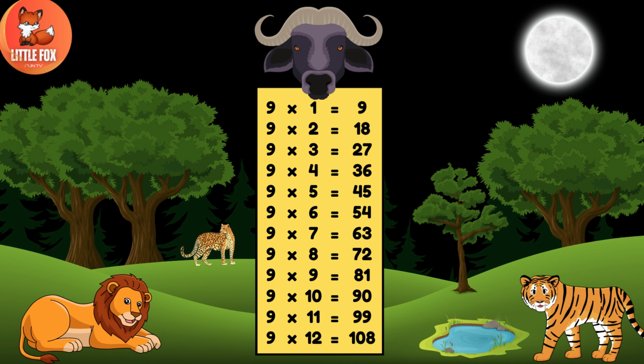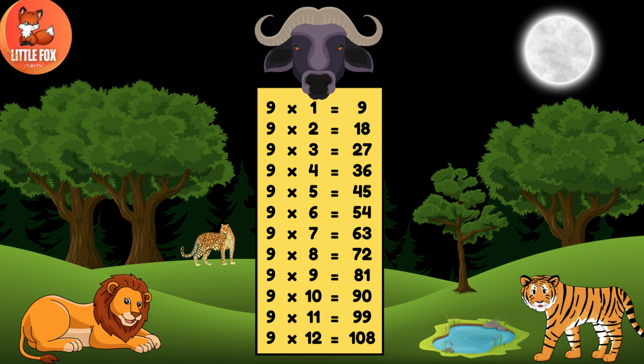9 multiply 5 is equals to 45. 9 multiply 6 is equals to 54. 9 multiply 7 is equals to 63. 9 multiply 8 is equals to 72.